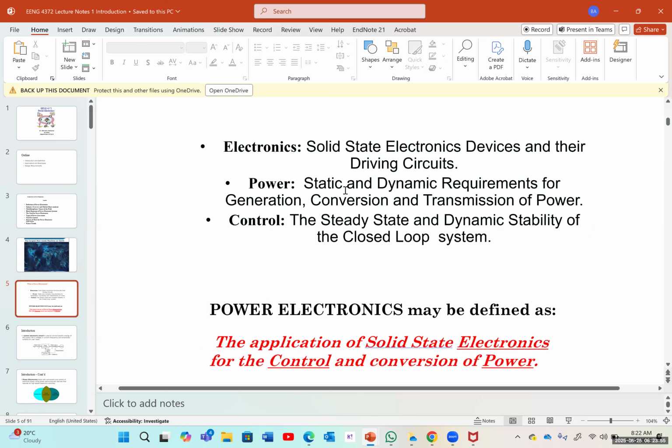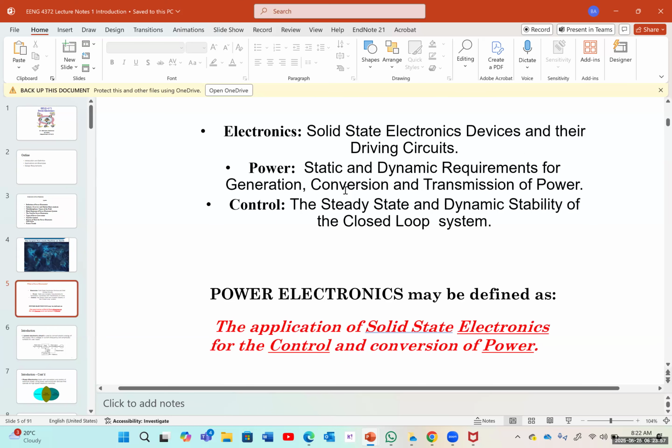So the electronics part is the solid state electronic devices and their driving circuits. The power side is the static and dynamic requirements for generation, conversion, and transmission of power. And the control part is the steady state and dynamic stability of the closed loop system. So the power electronics is defined as the application of solid state electronics for the control and conversion of power.